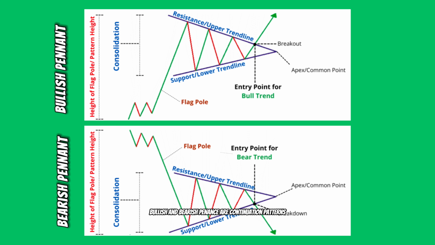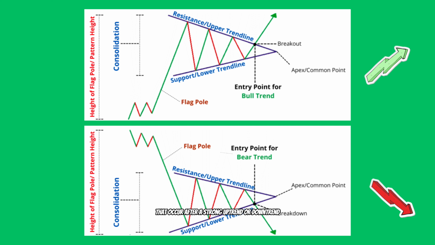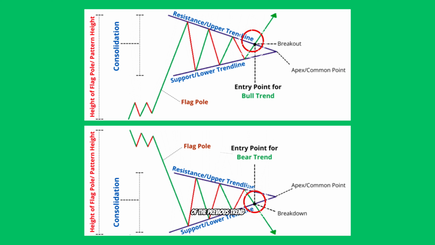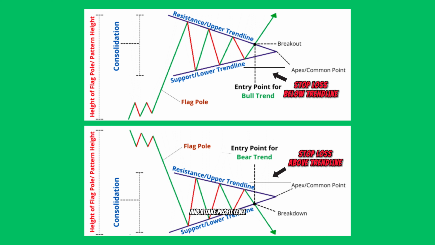Bullish and bearish pennants are continuation patterns that occur after a strong uptrend or downtrend. These patterns are characterized by a consolidation period, with the price trading in a narrowing range before breaking out in the direction of the previous trend. For bullish and bearish pennants, traders can enter a trade after the breakout above or below the pennant with a stop loss below or above the pennant and a take profit level based on the height of the pattern.